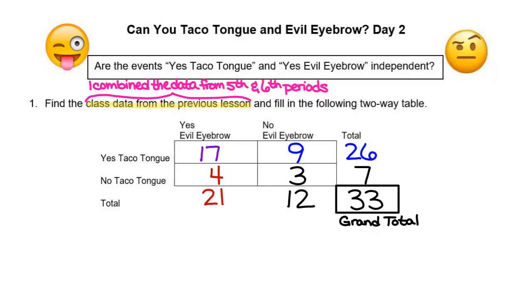All right. I'm going to come right back here, but I want to begin looking at the questions. I'll let you get that copy down real quick. So between yesterday, 5th and 6th period, we had 33 students total present. Of those, 17 of them could taco tongue. 3 could not do either. 4 people could evil eyebrow but couldn't taco tongue, and 9 people could taco tongue but couldn't evil eyebrow.